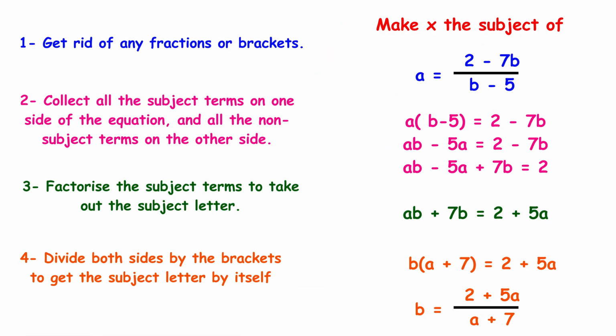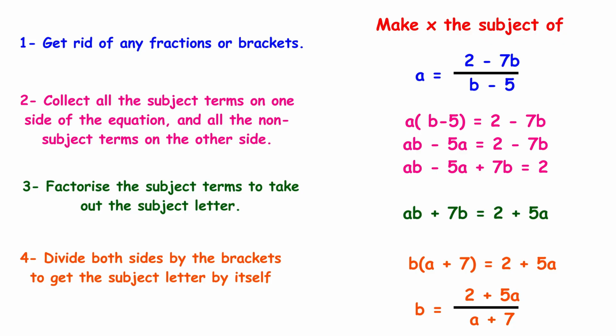In this one, we're trying to make b the subject, so we want to end up with b equals something just like before. The first step is to get rid of any fractions or brackets, and this time we only have a fraction, so to get rid of the divided by b minus 5 part, we need to multiply both sides by b minus 5. So on the left we'll get a, and then in brackets b minus 5, because remember we're multiplying the a by the entire b minus 5, and on the right we'll just have the 2 minus 7b.